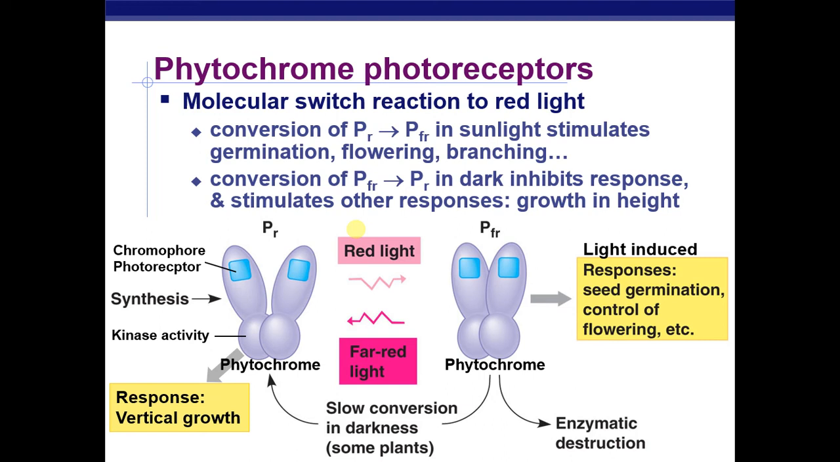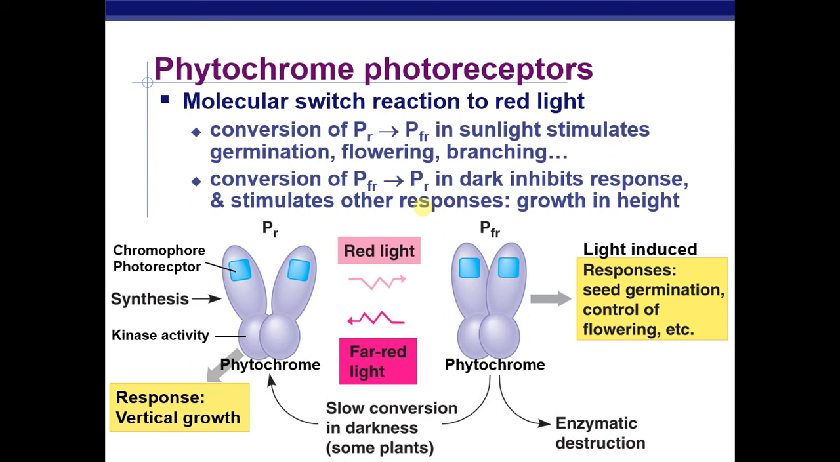Now, if the phytochrome is in the PFR state and it is starting to receive a lot of far red light, it will switch back to the PR state, which will inhibit responses and stimulate other responses like growth and height, so that it can get out of the shade and into open light.